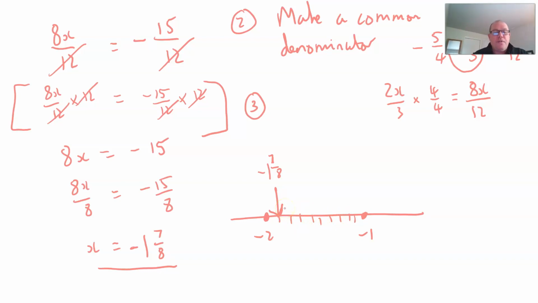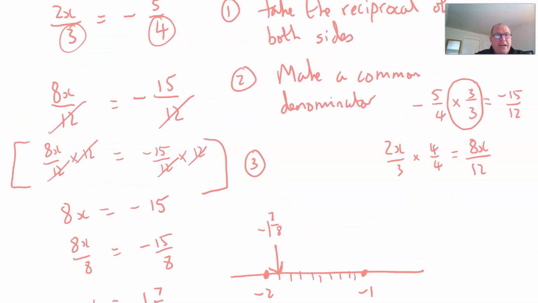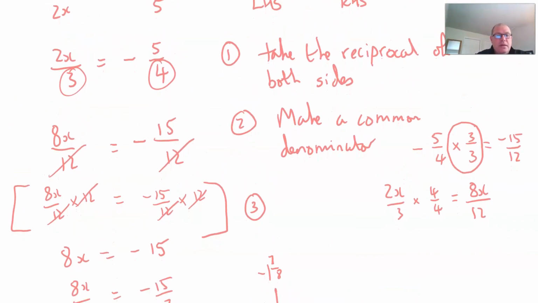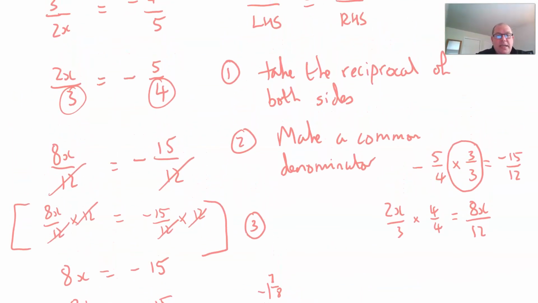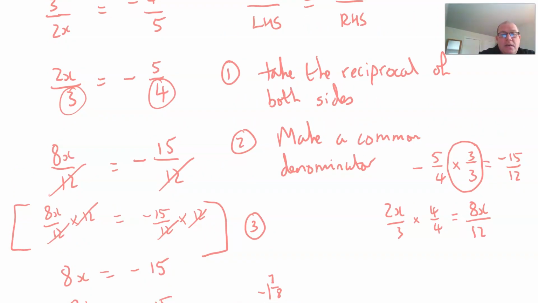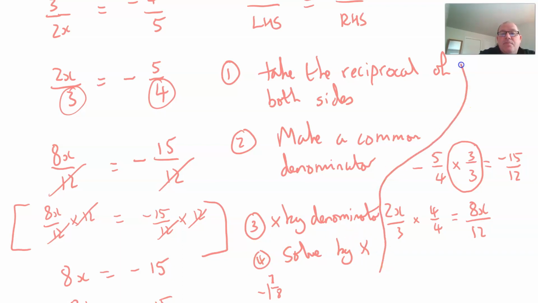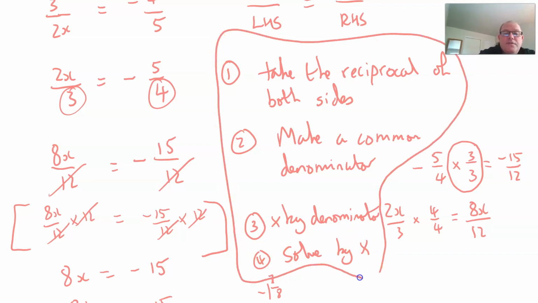So, just to go over how to solve a fraction equals a fraction when the bottom is 1. One, take the reciprocal of both sides. Two, make a common denominator. Three, multiply by the denominator, that will get rid of it. And four, solve the final equation by multiplying or dividing. So that's the algorithm approach of solving these types of equation.